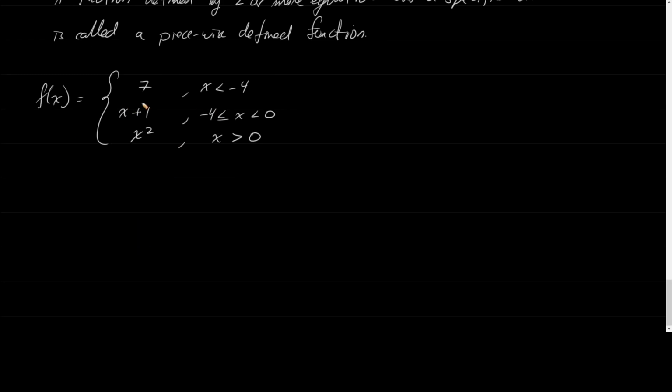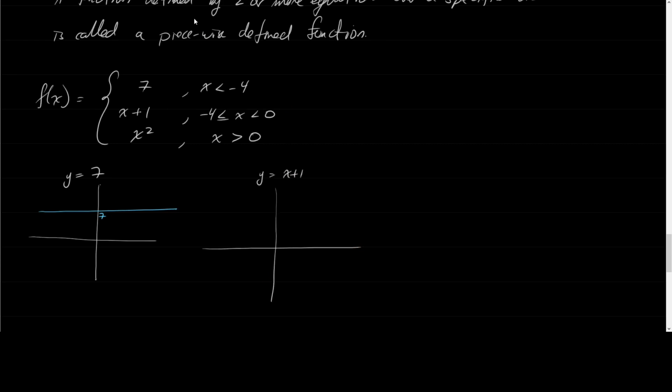Now let's see, what does this look like? Well, we're going to look at all three of these, each of those separately. So I'm going to look at the equation y equals 7. Y equals 7 is this horizontal line at 7. Let's look at y equals x plus 1. Y equals x plus 1 is this line going this way. It crosses at negative 1 and at 1. I found that out by looking for the intercepts.